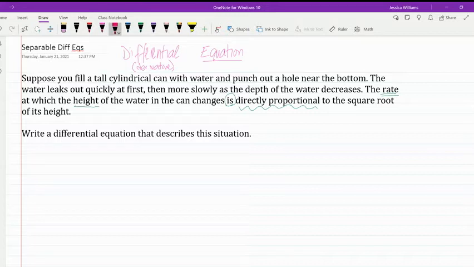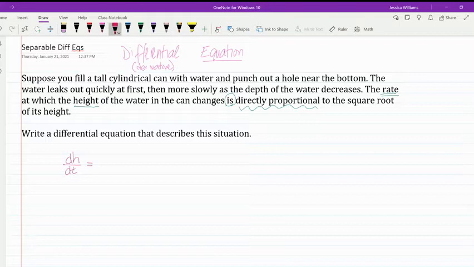So the derivative of what? If I read more, the rate at which the height leaks. So this would be the derivative of the height with respect to time. I'm assuming it's time because as time moves on, the water leaks out quickly and then slowly. So it's over time. All right, the rate at which the height of the water of the can changes is, there's your equal sign to make it a differential equation. It's already a differential equation, friends, because you have a derivative and you have an equal sign.